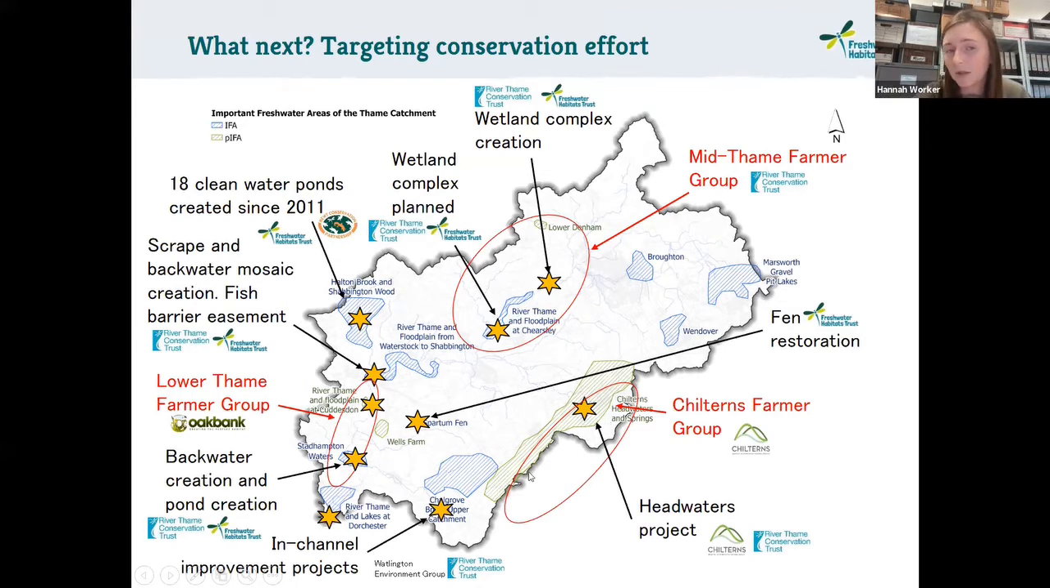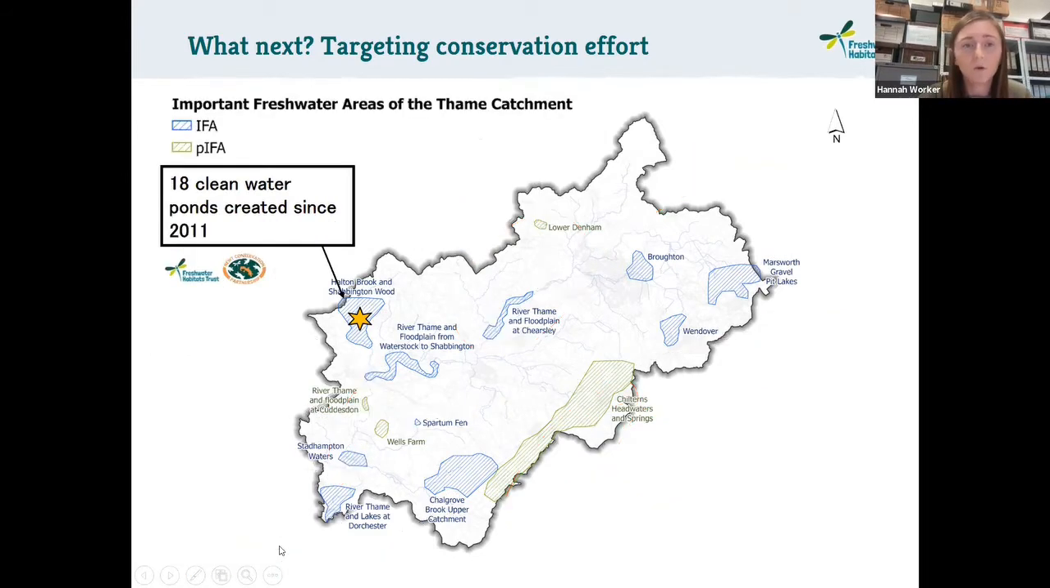the Thame. Until recently there hasn't been a lot of information on it, but there's a project that the Chilterns AONB are running called Water and Dry Landscape, which includes lots of surveying and monitoring. So next time we have a look at this analysis, we might find the Chilterns potential IFA becomes an IFA. So I'll go into a few of these in a bit more detail.